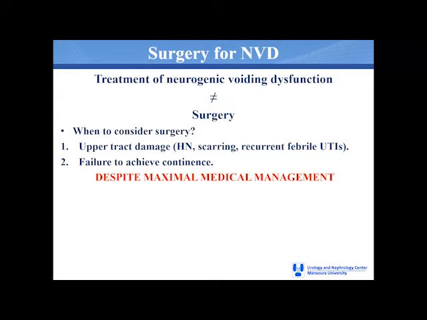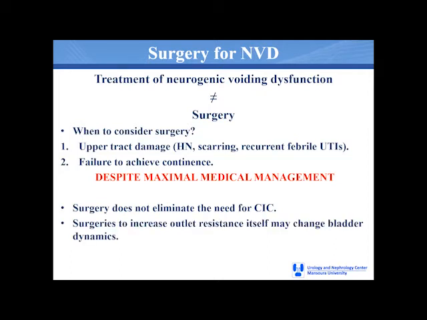So you would exhaust all tools of medical management before you consider surgery for the urinary tract in a patient with spina bifida. And remember that surgery does not eliminate the CIC. After surgery, CIC becomes even more necessary because the type of surgery we do is bladder augmentation. And after bladder augmentation, CIC becomes indispensable in the majority of those patients, even if they were voiding spontaneously before.